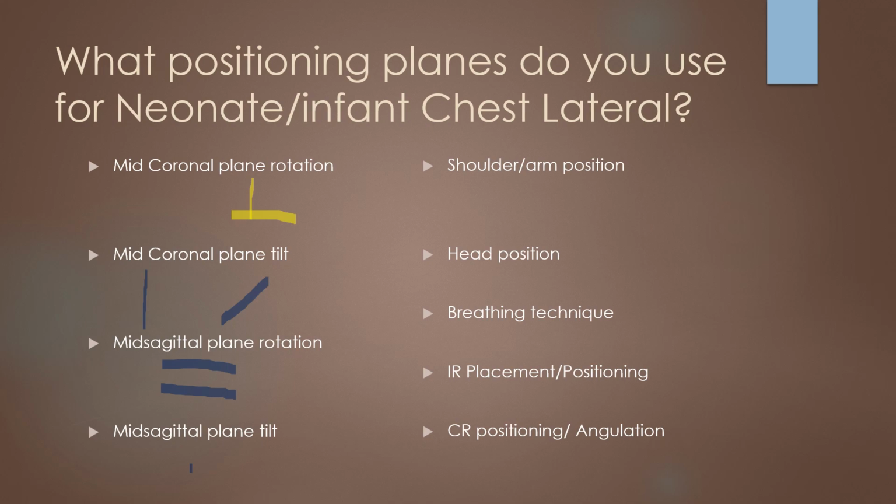Head position, we need the chin elevated. Breathing technique, we want suspended inspiration on the second breath. IR placement should be about an inch above the shoulder. Central ray positioning should be the center of the mid-coronal plane, and then to the mid-chest, depending on the size of the child.